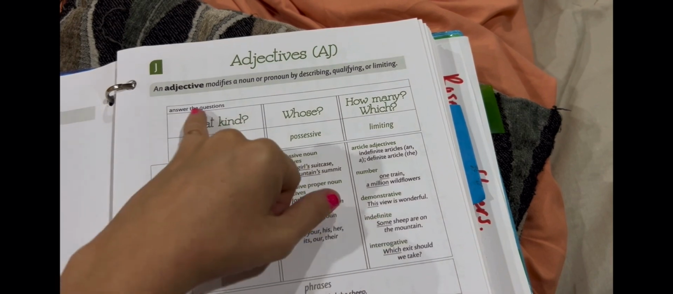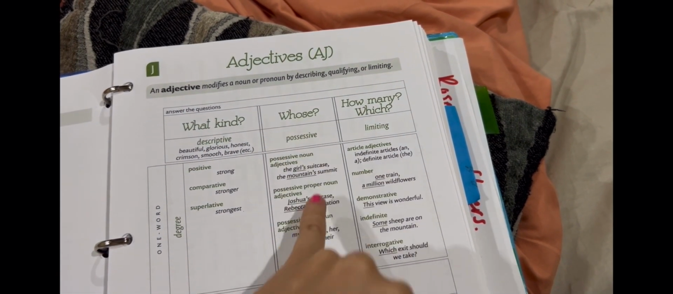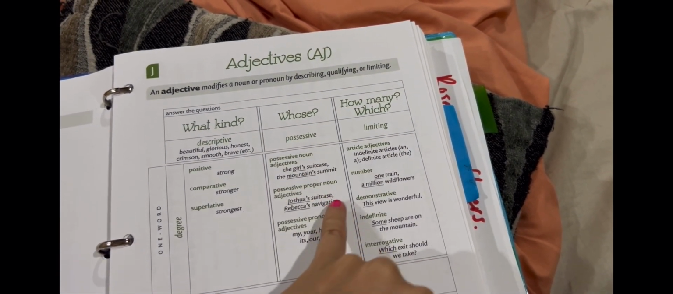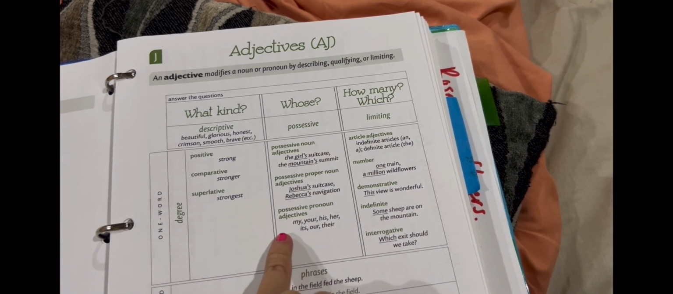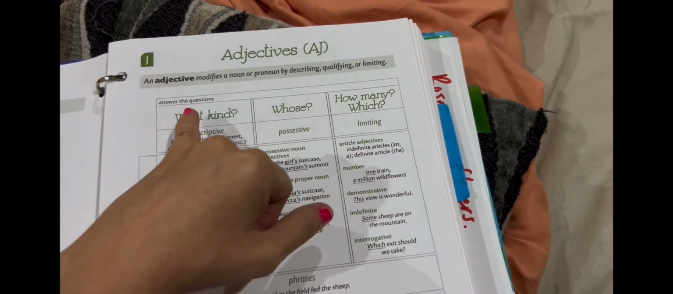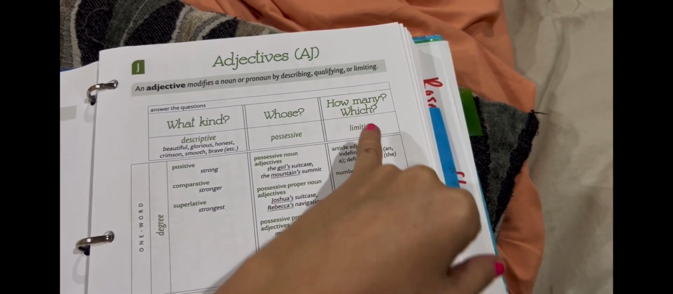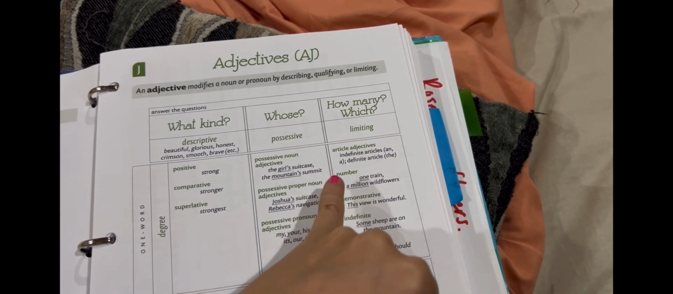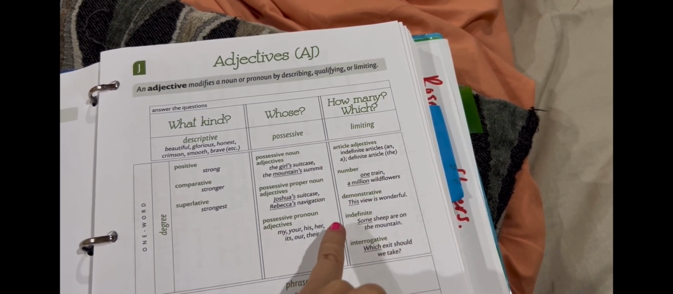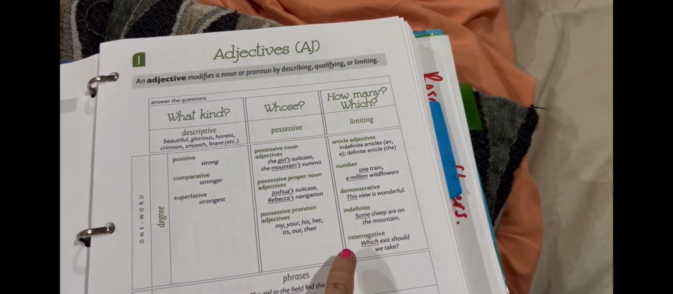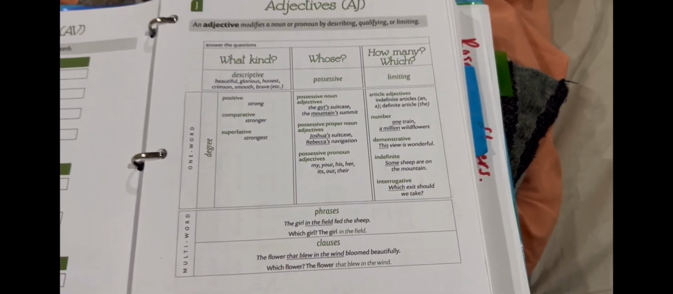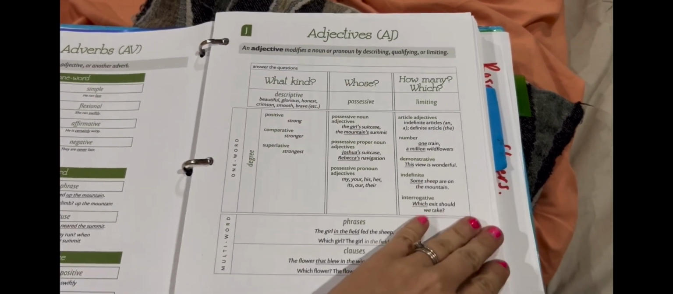One-word possessive adjectives answer whose: noun, proper noun, pronoun adjectives. One-word limiting adjectives answer how many and which: article, number, demonstrative, indefinite, interrogative. Multi-word phrases and clauses are called adjectivals.